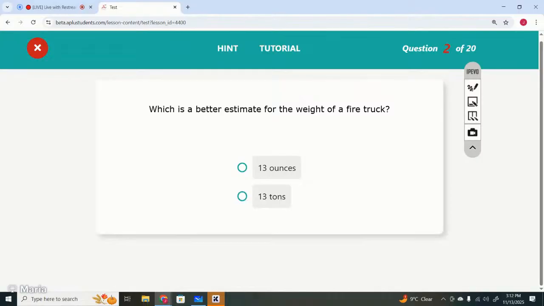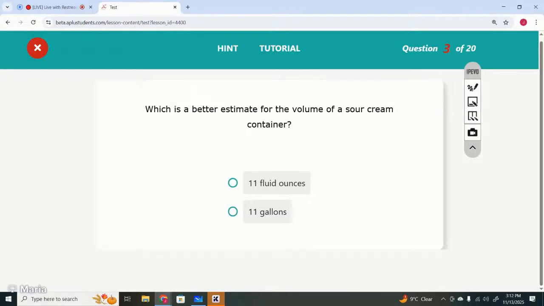Which is a better estimate for the weight of a fire truck? Now it's a truck. Two options, 13 ounces, 13 tons. A truck is a much bigger thing for sure. It weighs 13 tons. So 13 tons is a bigger unit, and it is used to measure the things that are heaviest in weight, right?